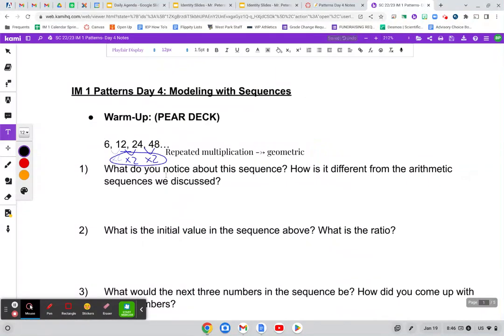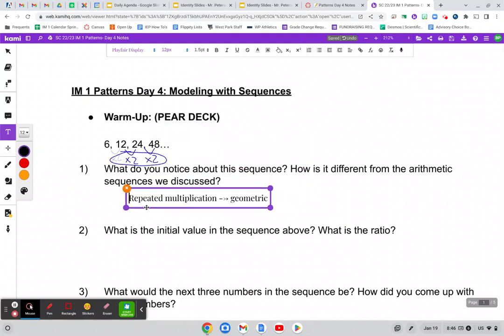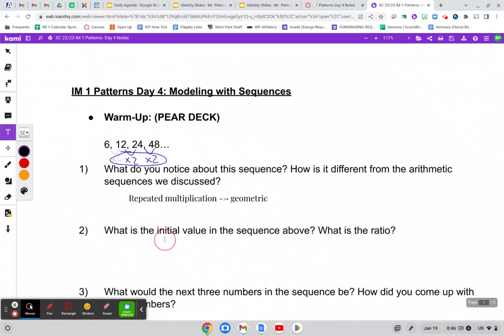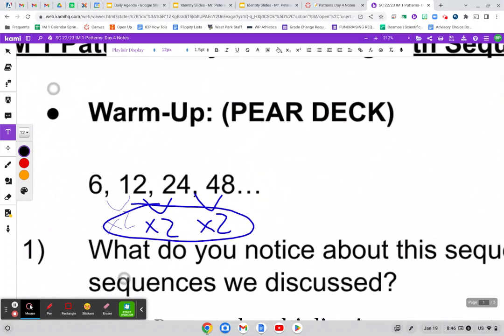So for number one, what do you notice about the sequence? How is it different from the arithmetic sequences we discussed? Well, that's basically it. We have repeated multiplication, which makes it geometric. If it were arithmetic, then we would be adding and subtracting. Now, the initial value, also known as the IV, is just equal to the first term, and the first term in this case is 6. It's simply the first number in the sequence.